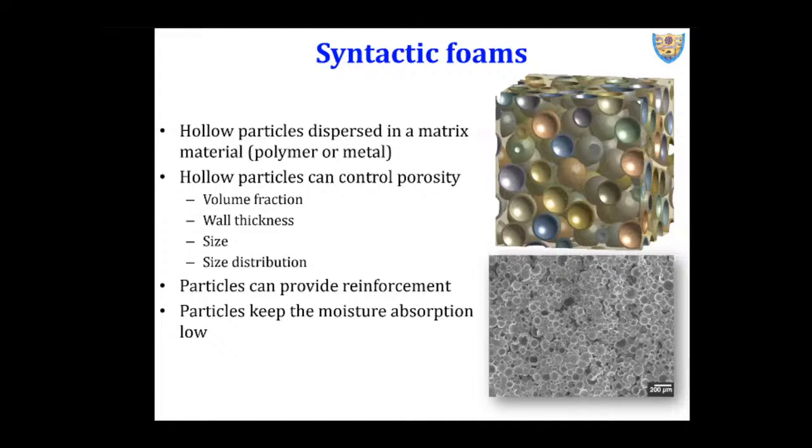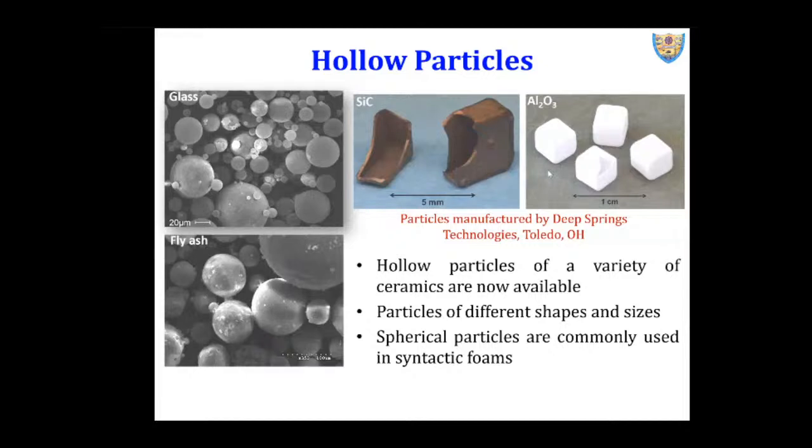So where are syntactic foams used, and what different shapes are available? Yes, there are cuboid shapes, cube shapes, even spherical ones, but we prefer spherical ones because we will not have the stress concentrations across the corners that we would have for cuboids or cubes. And thereby, we prefer spherical ones. In spherical ones, again, there are two resources. One, engineered ones, meaning these are manufactured, like glass microballoons. Second, naturally available ones, like fly ash cenospheres.